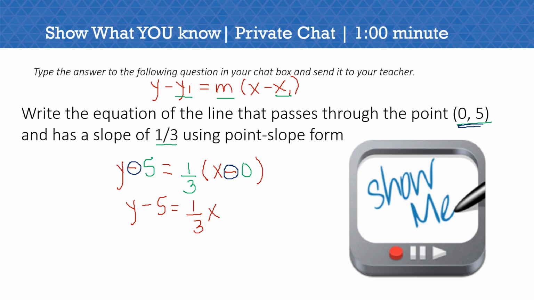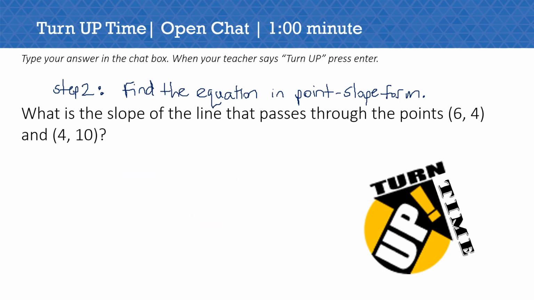Let's try another one. All right, so we're going to get started on this one. What we need to do, it says, is what is the slope of the line that passes through these points, 6, 4, and 4, 10. And after we find that slope, we're going to find the equation and put it in point slope form. So let's go ahead and get started. We know to find the slope, we're going to do the change in y over the change in x. So that's y2 minus y1 over x2 minus x1. This is our slope formula.